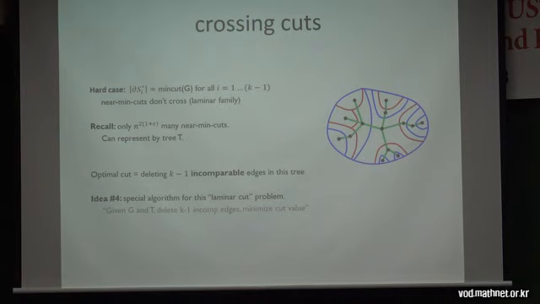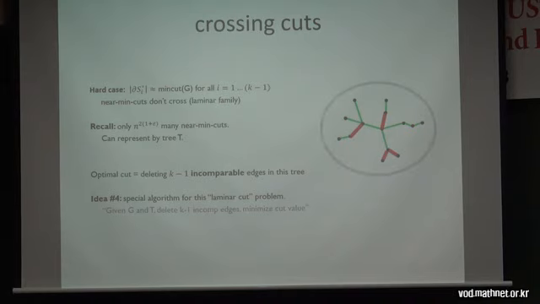And then idea 4 was this special algorithm for this laminar cut problem. Basically, we're given G and T, and the only cuts we're going to consider are cuts that arise by deleting k minus 1 incomparable edges in the tree. This was the algorithm, and I had some slides, but I will stop at this point. One idea is that this algorithm was based on dynamic programming, but I'm not going to go into details about this.